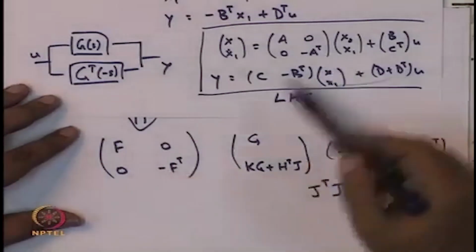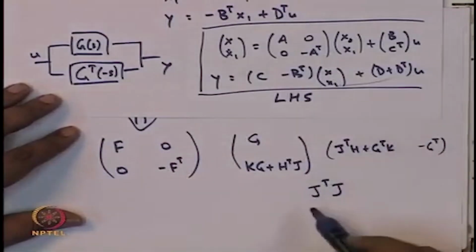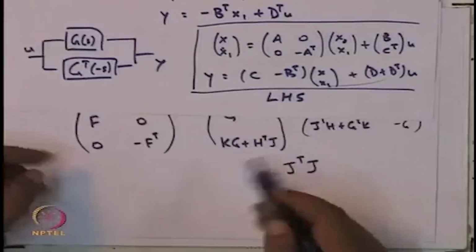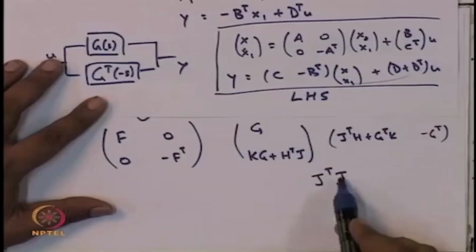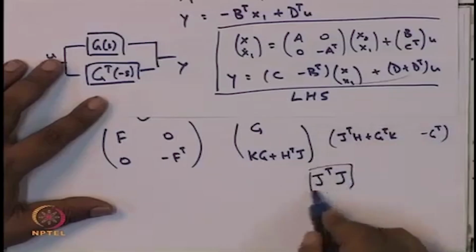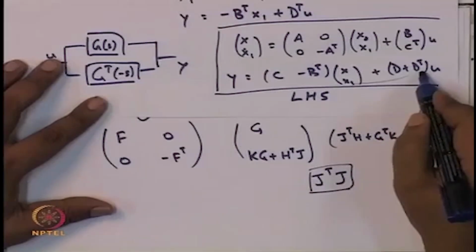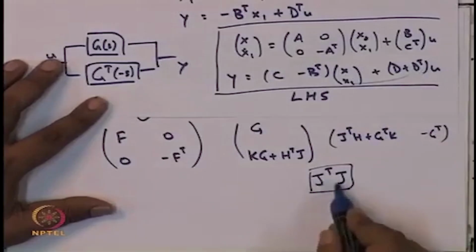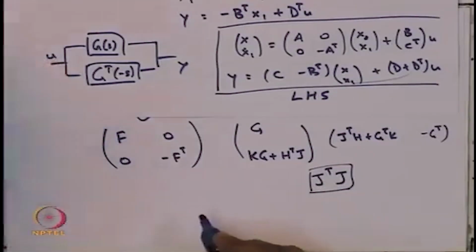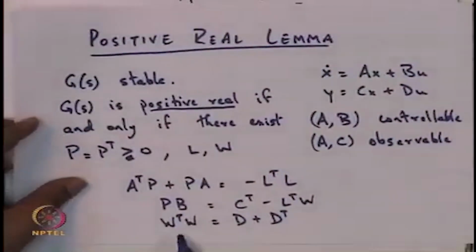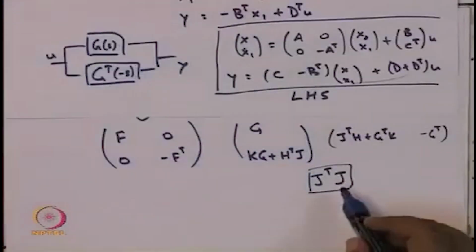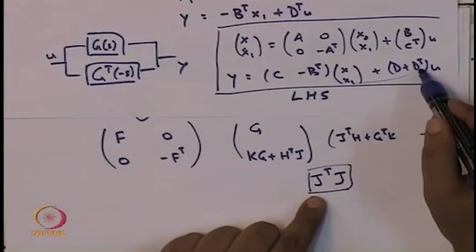And now it should be clear that once you do this transform, whatever this gets transformed by, so suppose you have that similarity transform acting on this to make it this, then whatever this gets transformed by, this will turn out to be equal to D plus D transpose. So this J transpose J is really, let me pull out the positive real lemma. This last equation says D plus D transpose is equal to W transpose W. This is really saying that this matrix is the same as this matrix.